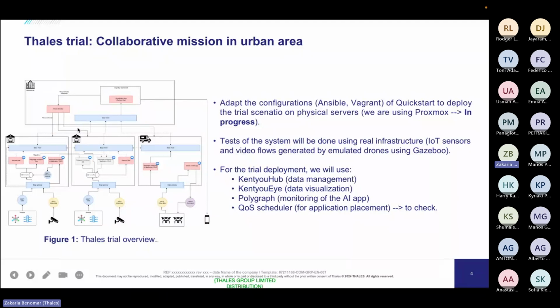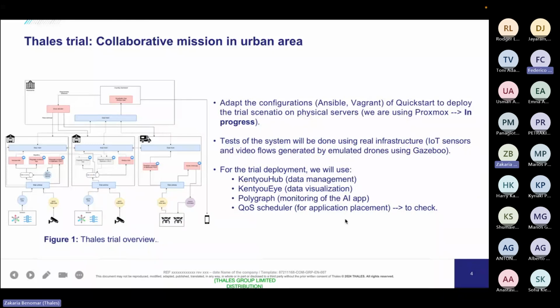They said that from the cloud side that has this general view about the deployment, we can decide where to deploy the application based on a set of constraints. So this is to check. We are still in this phase. We are checking if we can integrate the QS scheduler for our trial.